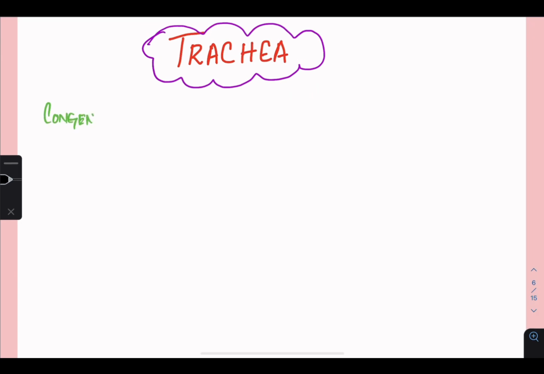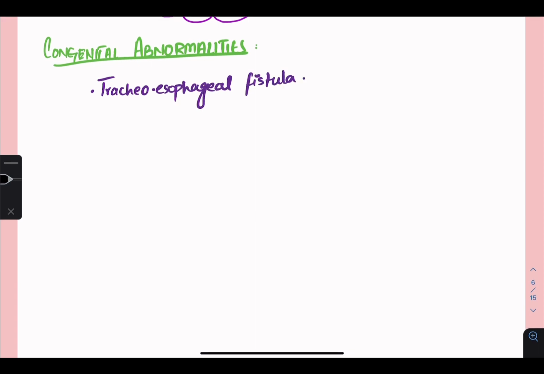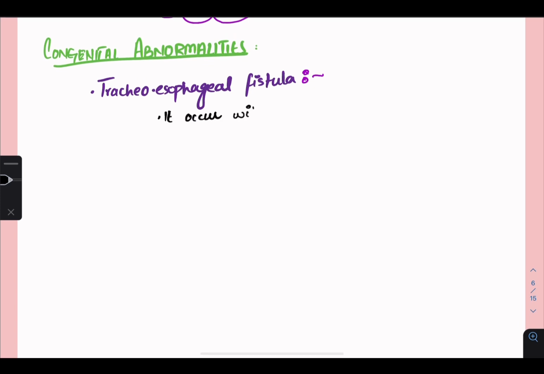Today the topic is tracheal abnormalities. So the congenital abnormalities of the trachea include tracheoesophageal fistula. It occurs in association with esophageal atresia.